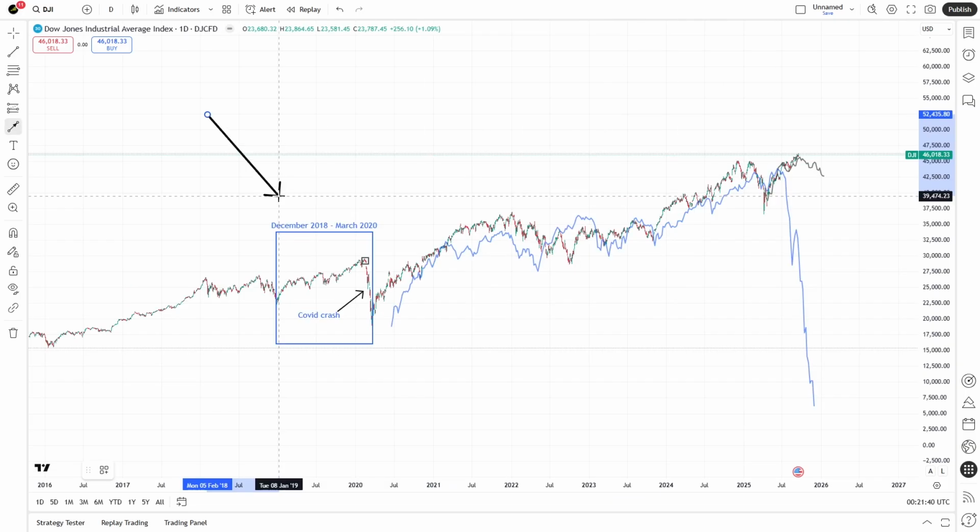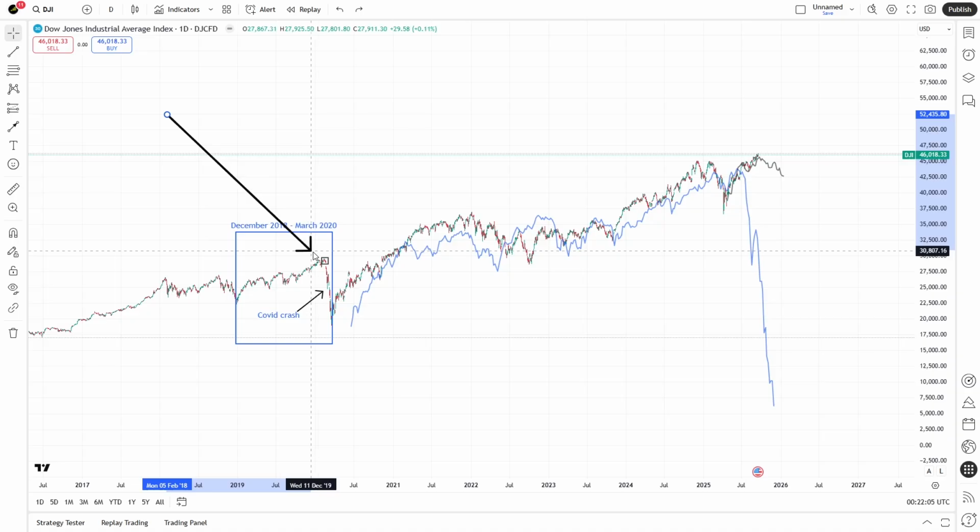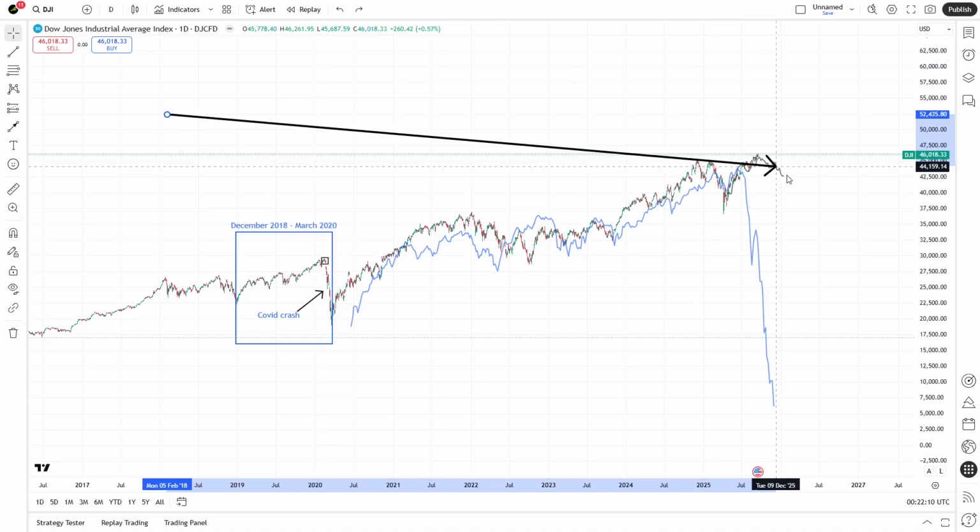All right, so here's that fractal. Now, for those of you who follow this channel, you're probably familiar with this structure by now. So this structure comes from this blue box, which takes place from December 2018 to March 2020. This is essentially the run-up to the C19 crash. Now, the little black box that is at the peak right here is this black fractal.